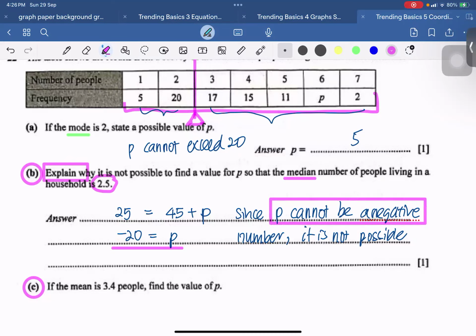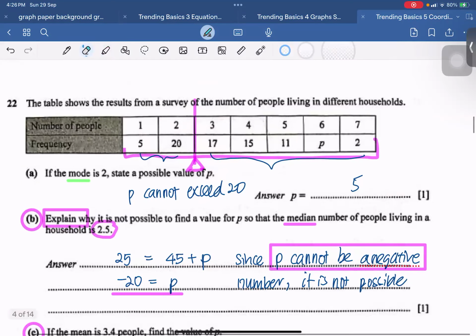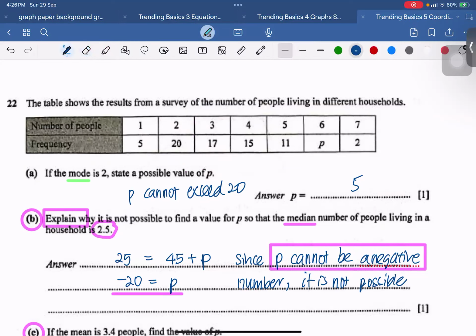Right? It cannot be a negative number. Explain it. Okay? Right? Okay, next part. I don't know whether you all know or not, I just highlight, okay? Running out of time.